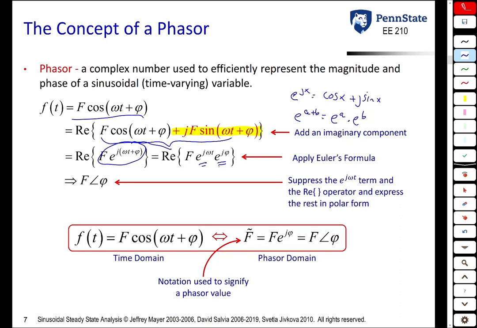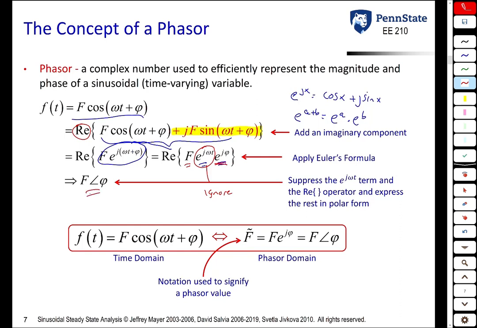The next thing we're going to do is suppress this e to the j omega t term. Because that frequency term is going to be present in every voltage and current in the circuit, we're going to ignore this. We're also going to ignore the fact that we're only looking at the real part of this F cosine omega t plus phi plus j F sine omega t plus phi. And so what we're left with is F e to the j phi, which is a complex number in exponential form, or the way we like to write it, F at an angle of phi, which is a complex number in polar form.